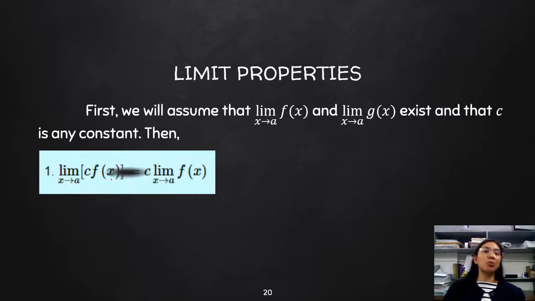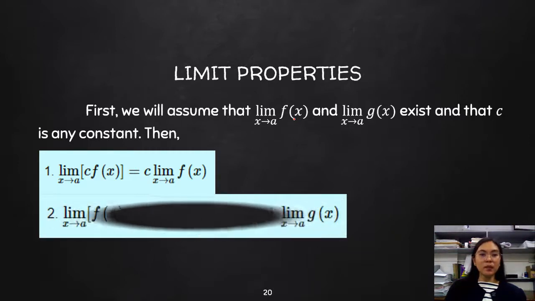Then we have limit property number 1 such that the limit of a constant multiplied by a function of x as x approaches a is actually equal to the constant multiplied by the limit of the function f of x as x approaches a. So, yung pag may constant po dun sa loob, pwede mo na lang siyang ilabas. Yun lang po yung sinasabi ni property number 1.